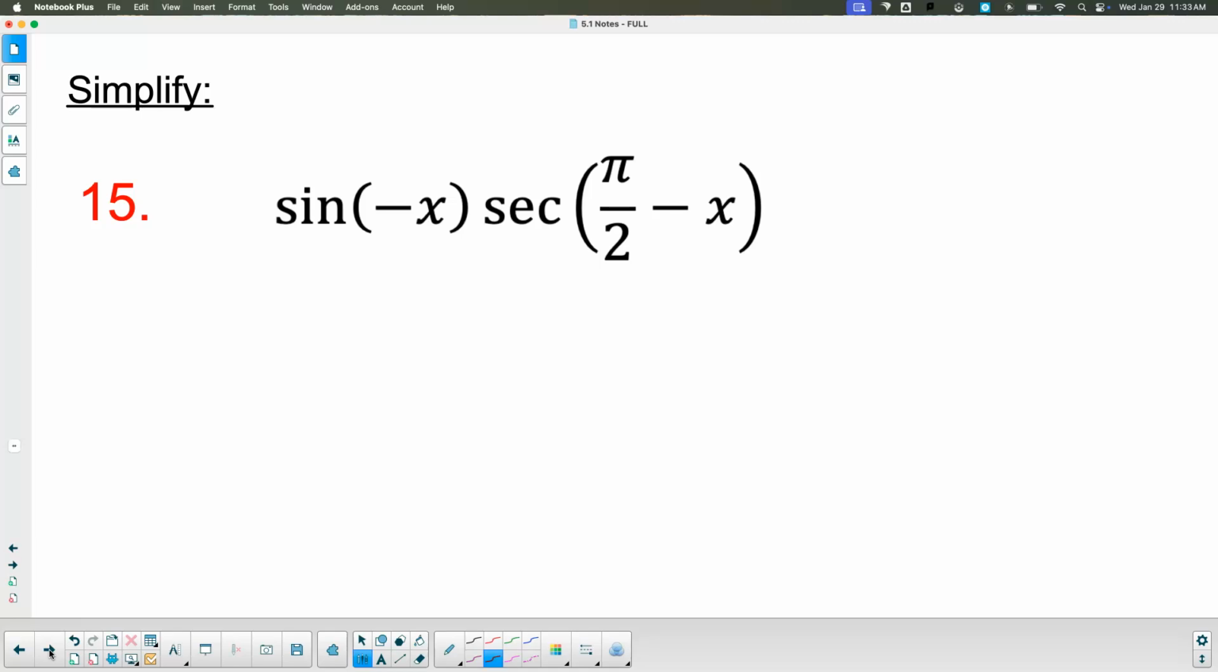Okay. So now let's put our identity sheet to work. It's going to be very beneficial for you to have your identity sheet out with you whenever you're doing homework, whenever you're doing in class, all that stuff, because we're going to be referring back to it the entire time. Okay? Sine of negative x. Give me a number of the identity. Number 2. Okay, so sine of negative x is equal to negative sine of x.